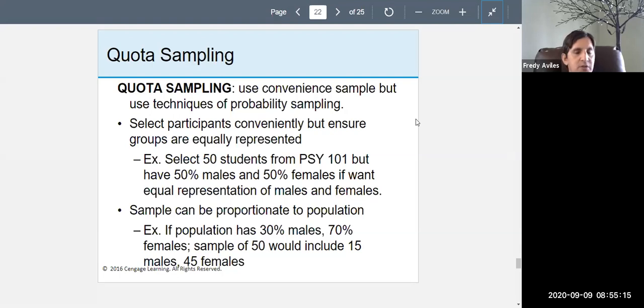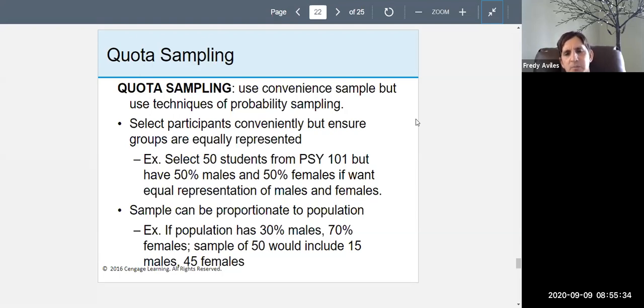Or if you're interested in things that have to do with, let's say, sexual orientation, then you get an equal number of people who are heterosexual, homosexual, bisexual, whatever it is, however you break up the groups, okay?